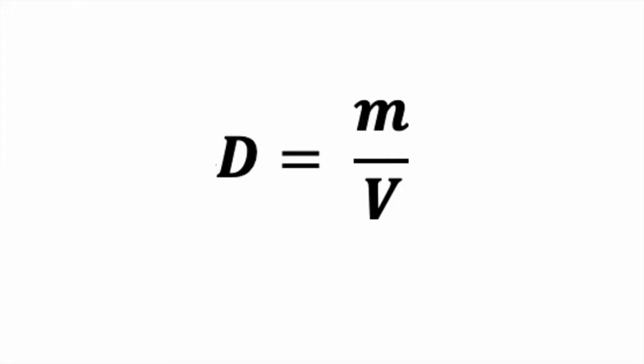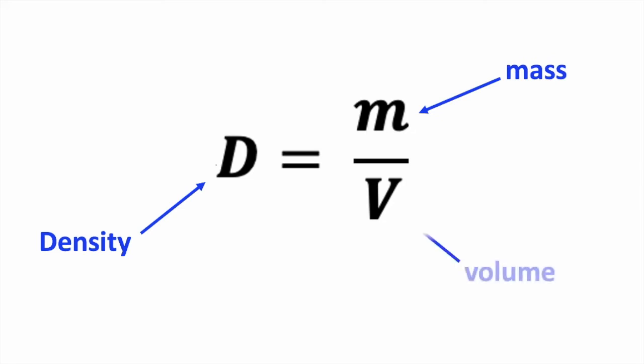The mathematical formula for density is this. The D, which stands for density, equals M, which stands for mass, divided by V, which stands for volume. When we put it in this fraction form, that line in the middle tells us that we divide the top by the bottom. And we can use this equation to determine the density of an object.